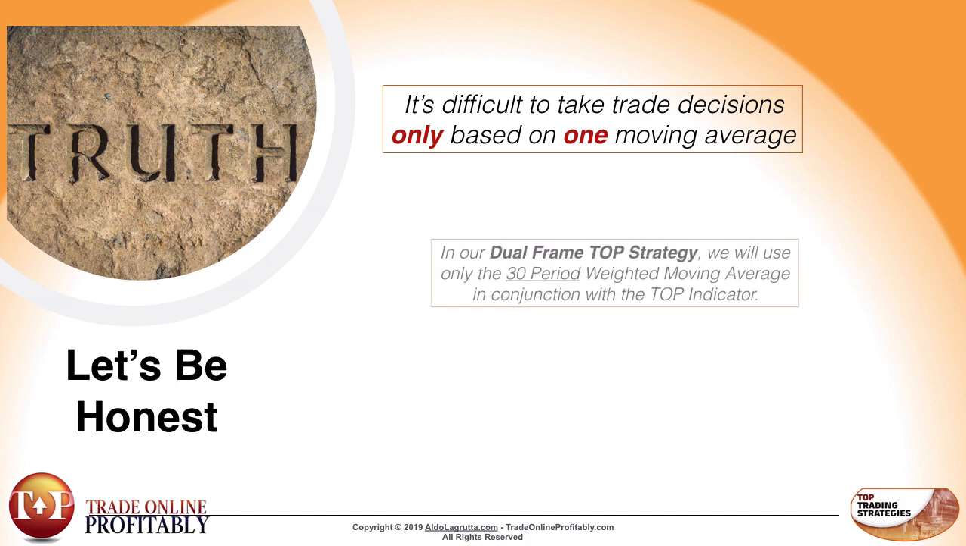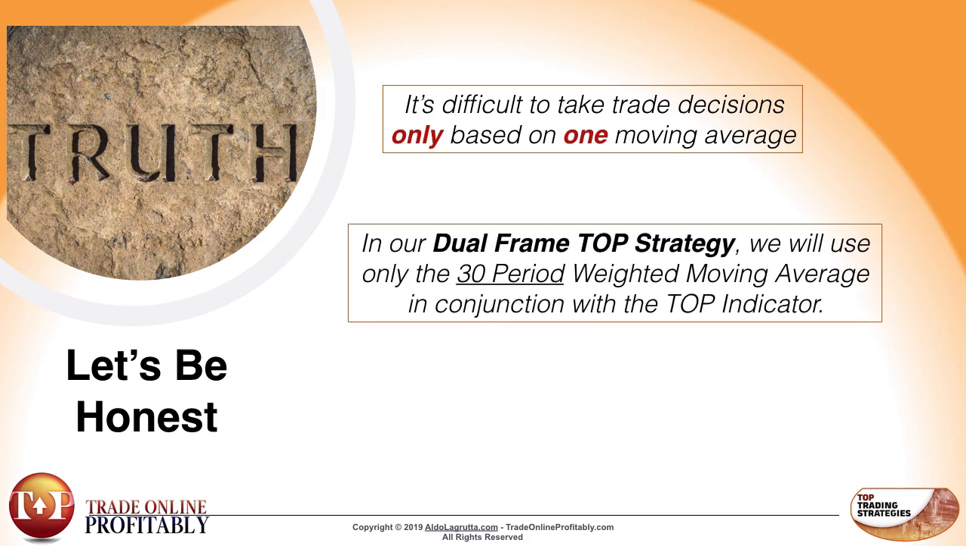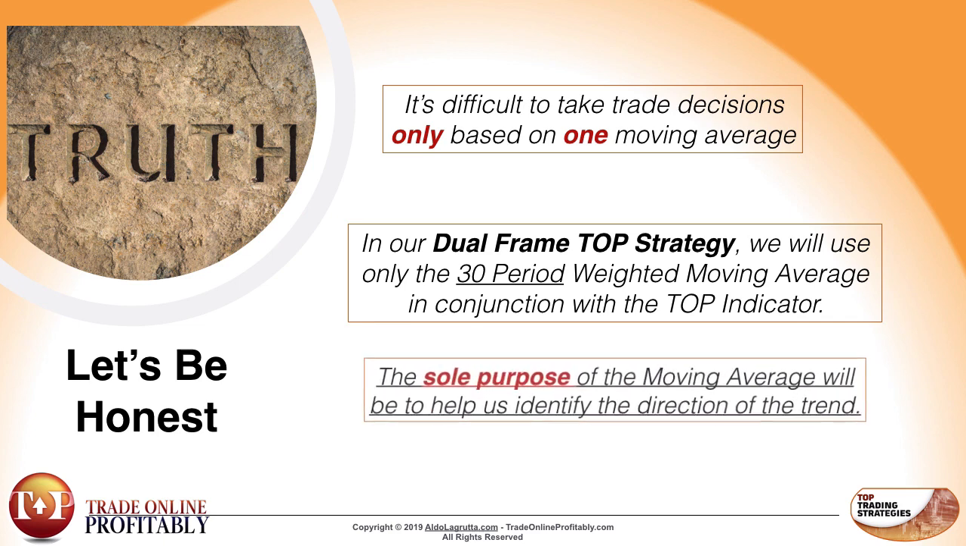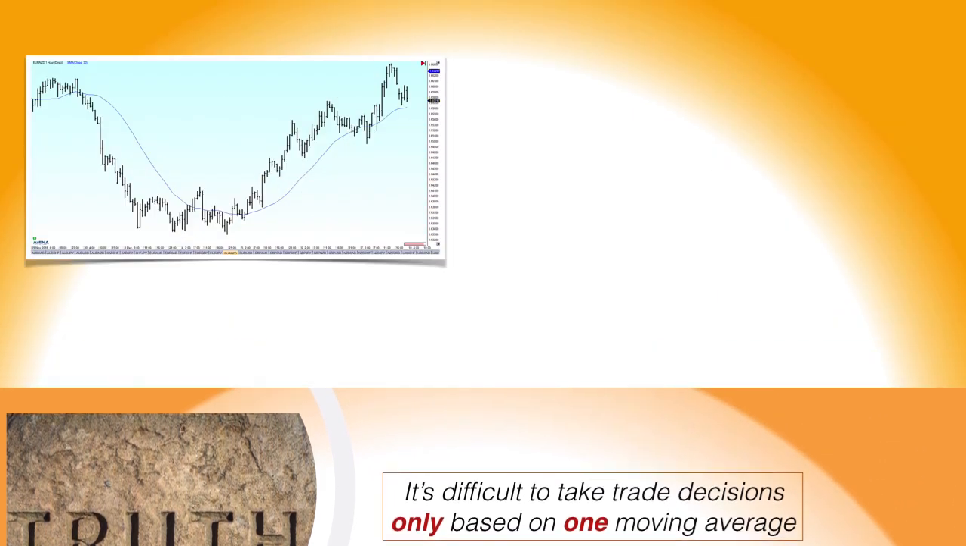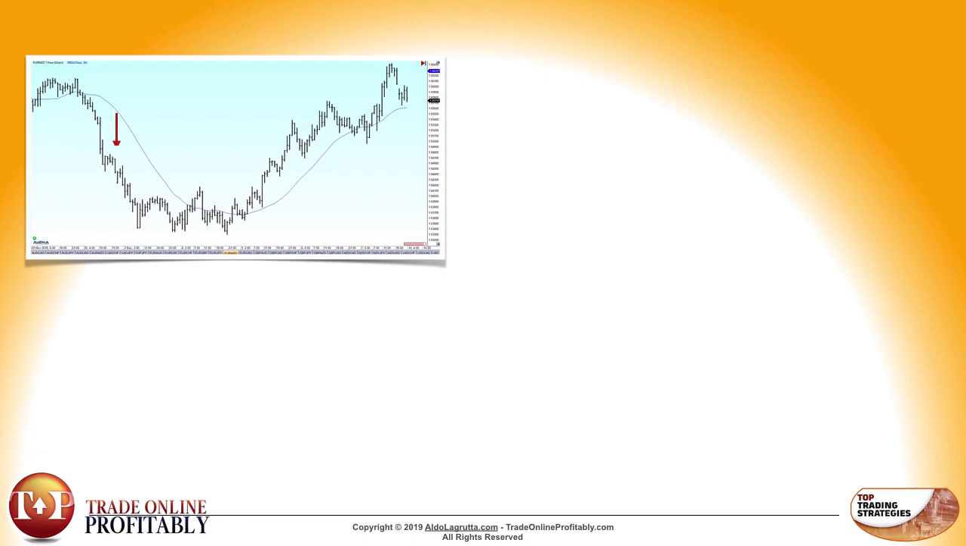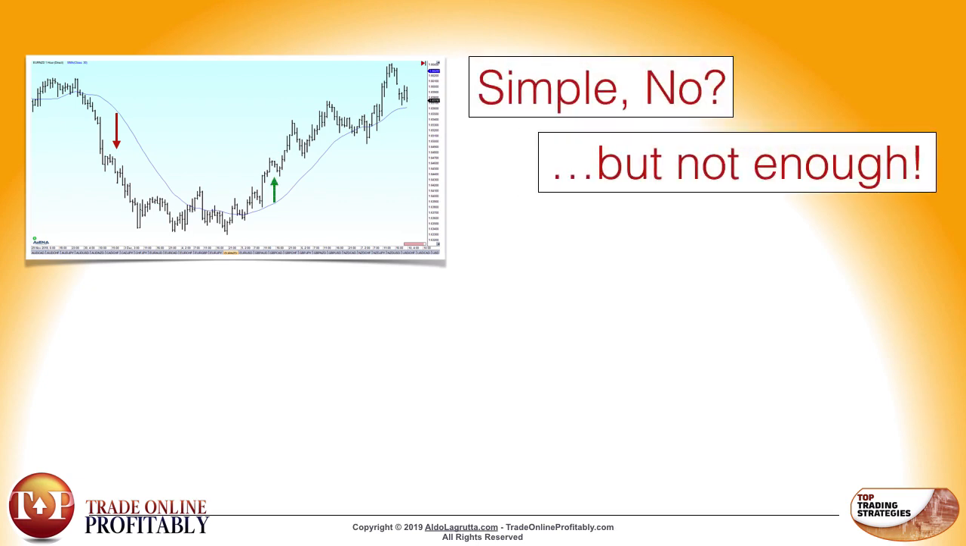So in our dual frame top strategy, we will use only the 30-period weighted moving average in conjunction with the top indicator. The sole purpose of the moving average will be to help us identify the direction of the trend. Notice how when price moves below the moving average, prices tend to fall. And when prices move above the moving average, prices tend to rally. Simple, but not enough.